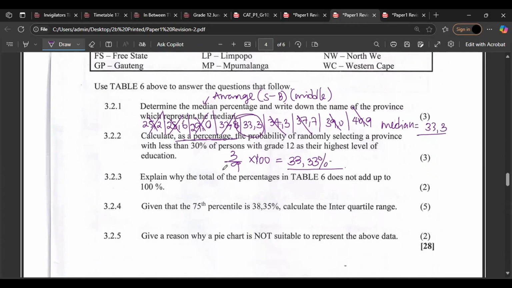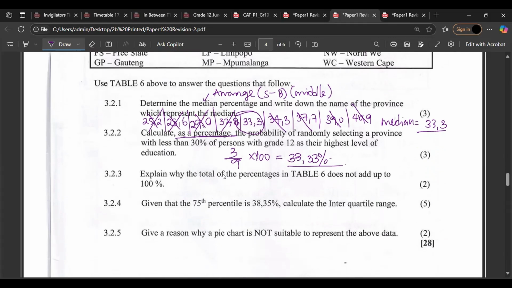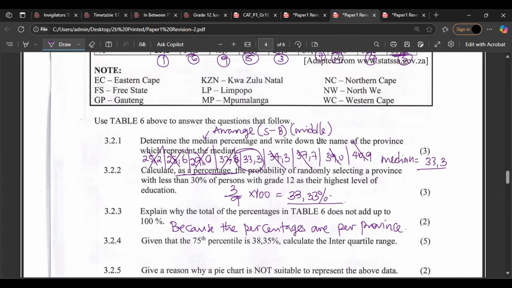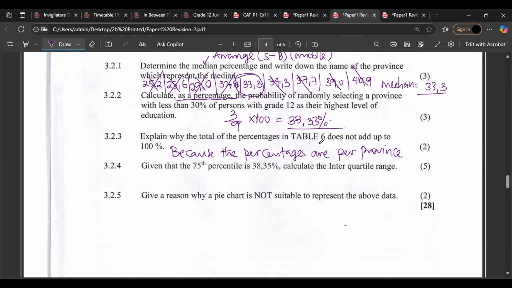Okay, explain why the total percentage doesn't add up to 100. It's because the percentages are per province. It's not as a country, it's not as a whole, it's per province. That's why it does not add up to 100.